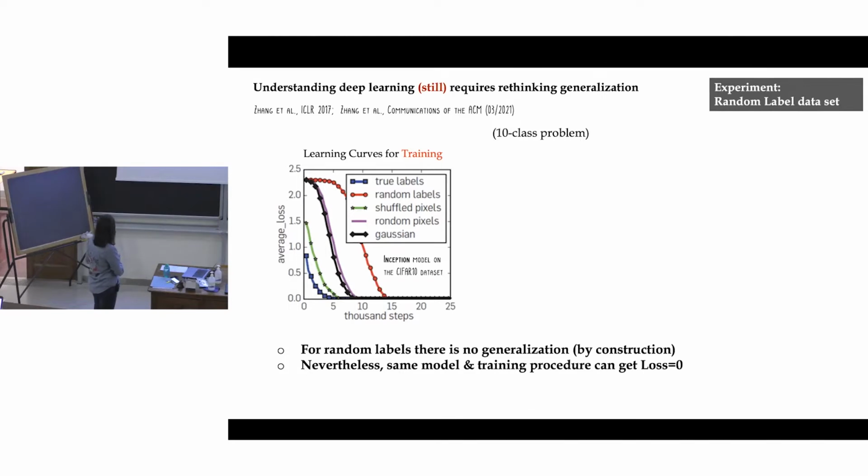You get loss 0. So there are two obvious observations that we can make just by looking at this plot. For random labels, there is no generalization by construction, because I just built a data set that cannot generalize. Nevertheless, if I wait long enough, I still can overfit this data set. Fine. So in principle, there is nothing very special about my model itself. It's just that I have so much capacity, so many parameters, that I can just memorize my entire data set. Nothing special. So it doesn't make sense to be arguing which model is better. You just have so many parameters that you memorize the whole thing.